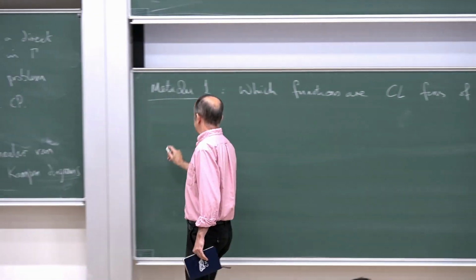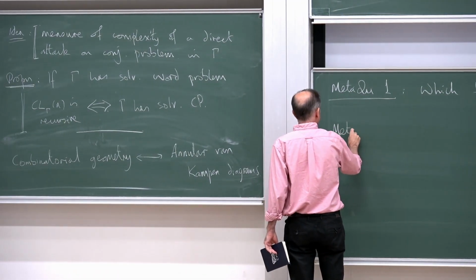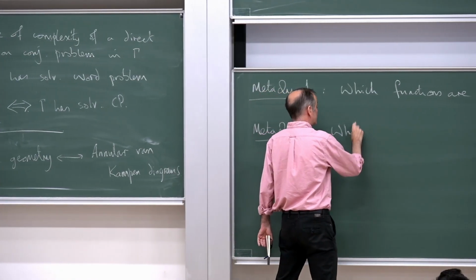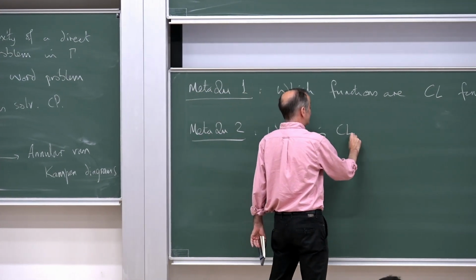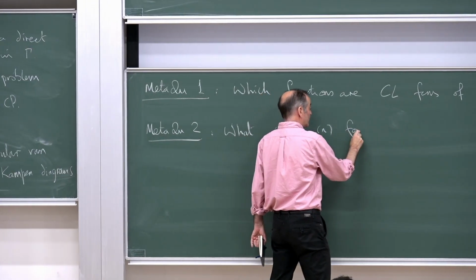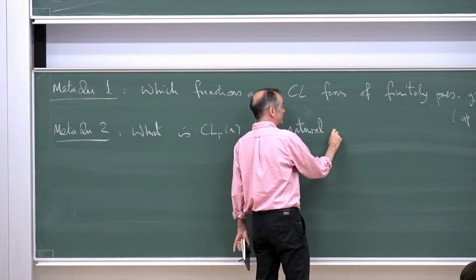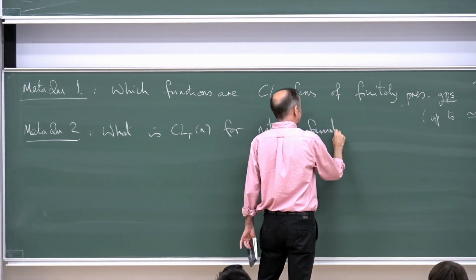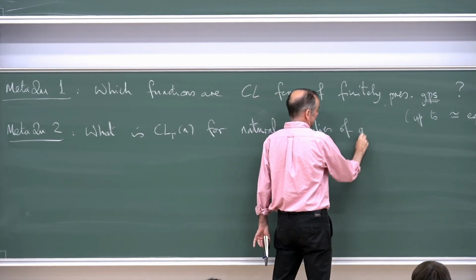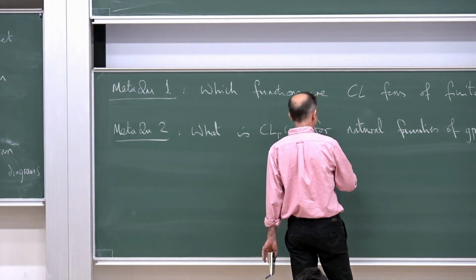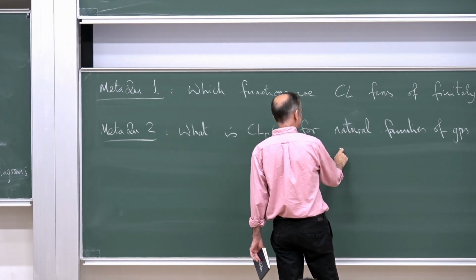And then the second obvious meta question is: what is the conjugator length function for, well, if one were being pompous, one might say natural families of groups? I guess that's the intellectually polite thing to say, but what we really usually mean by that is our favorite groups.